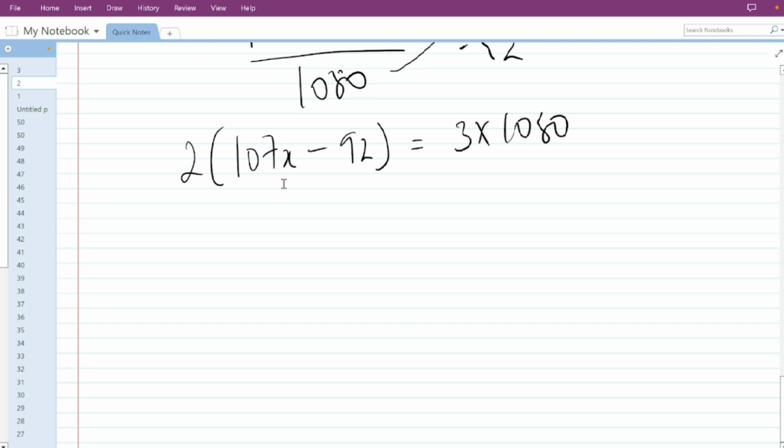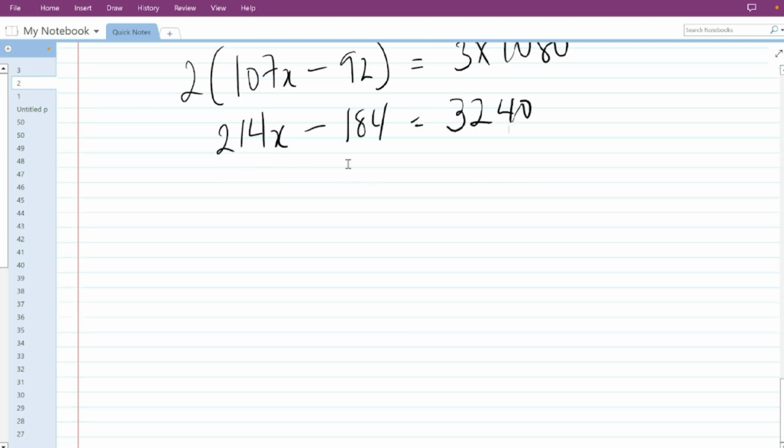So you have 2 times 107x will give you 214x, minus 2 times 92 will give you 184, equals 3 times 1080 will give you 3240. Since you're looking for x, you take this minus 184 outside to meet its like term. So we have 214x equals 3240 plus 184.